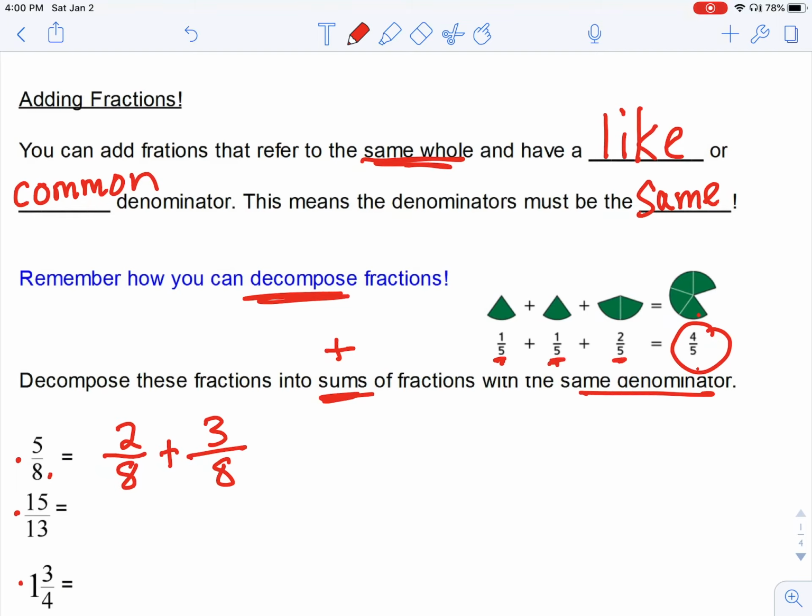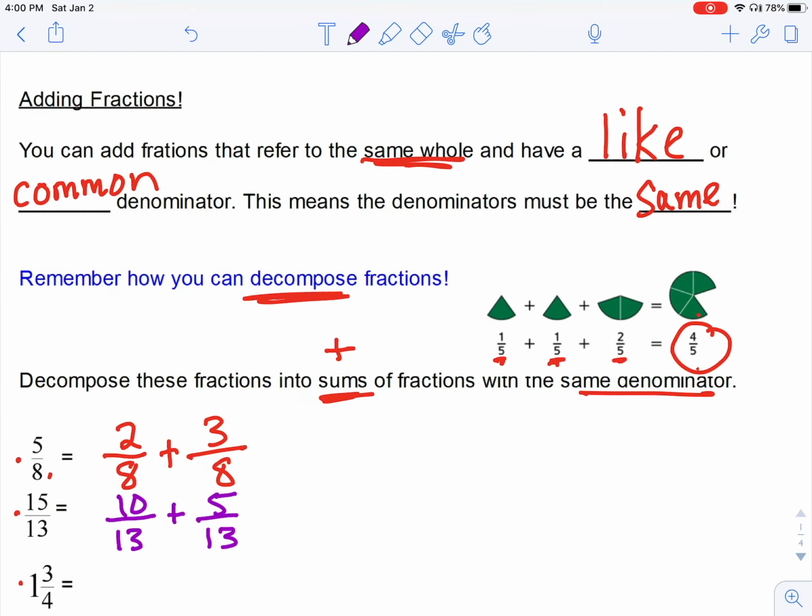Let's try this next one. 15/13. I'll switch my color so that it's clear. So if I need to keep the same denominator, and I need to have addition, I'm just choosing to add 2 fractions for simplicity. I'm going to add 10/13 and 5/13. But you might have had more fractions. You might have even had some unit fractions in there. Remember, a unit fraction has a numerator of 1. And give a woohoo if you happen to have that one.